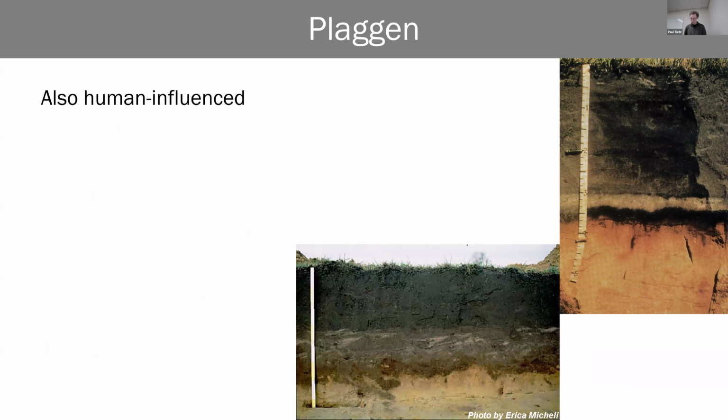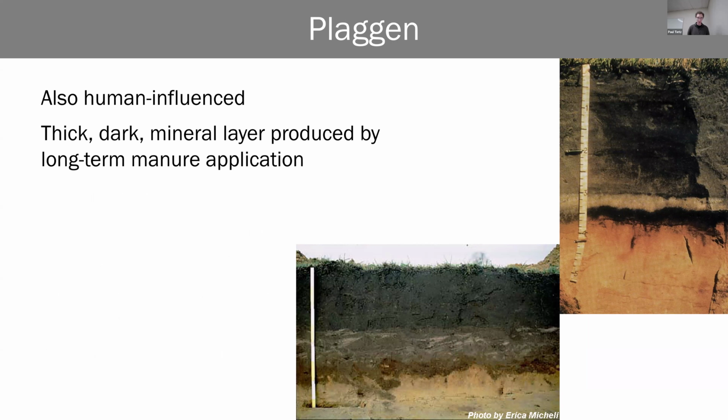Plaggen is also human influenced. It's represented by a thick, dark mineral layer produced by long-term manure applications. And when we talk about long-term here, we're talking hundreds to thousands of years of manure application, probably. It may contain artifacts or spade marks.